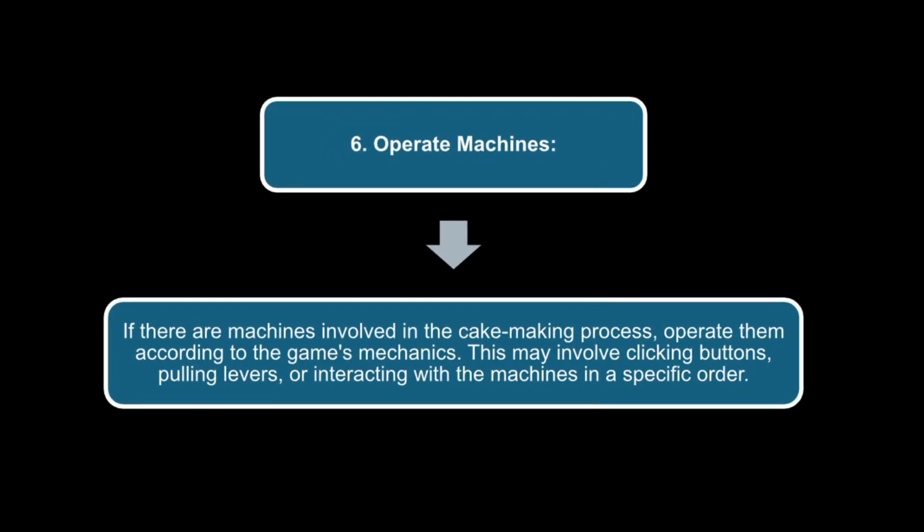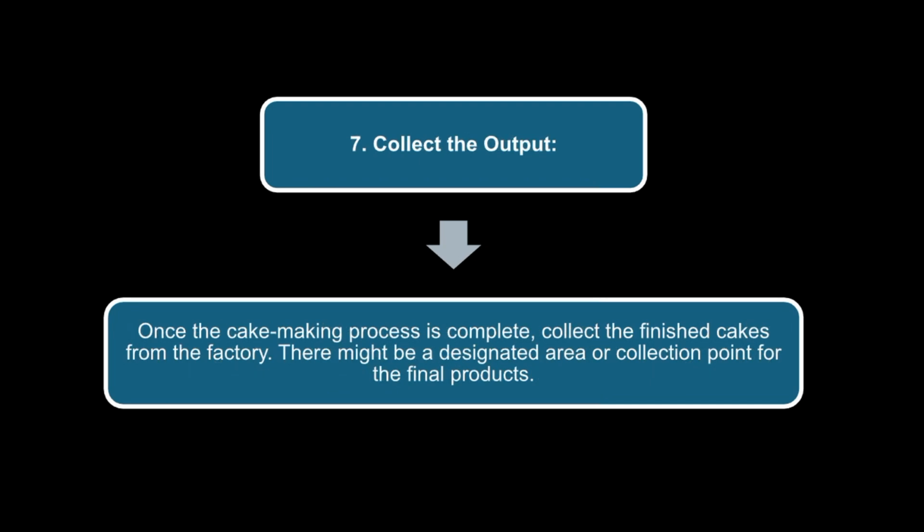Number 6. Operate machines. If there are machines involved in the cake making process, operate them according to the game's mechanics. This may involve clicking buttons, pulling levers, or interacting with the machines in a specific order.